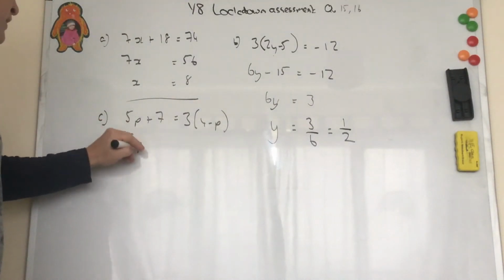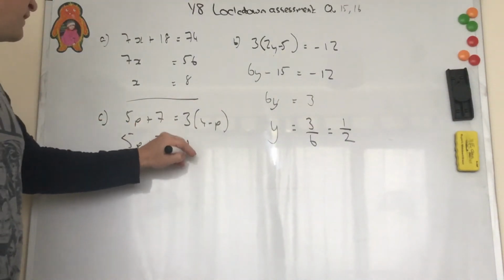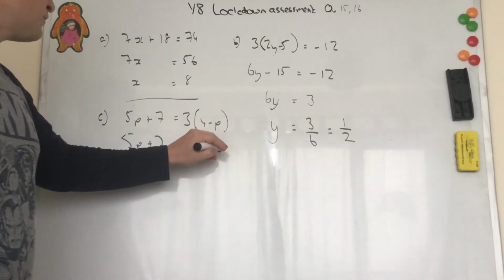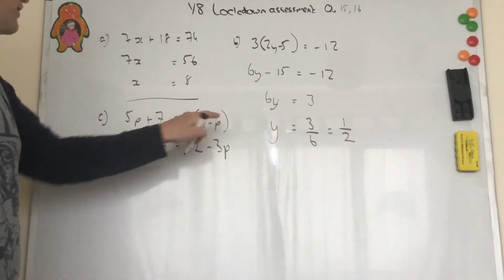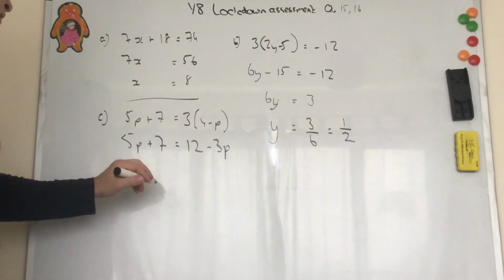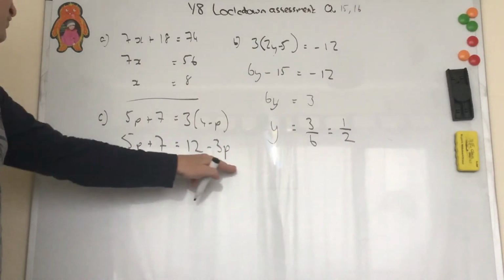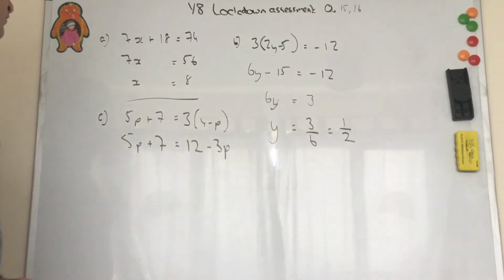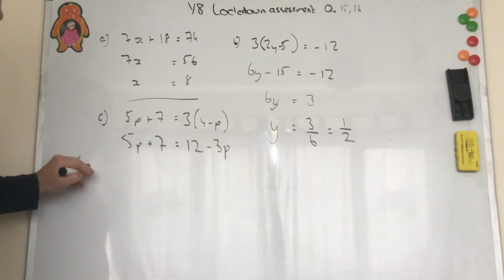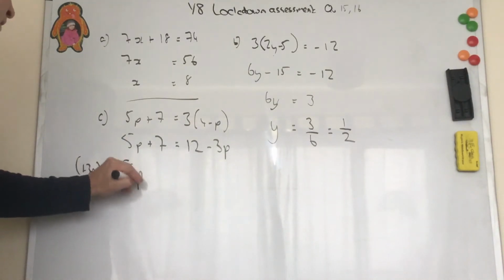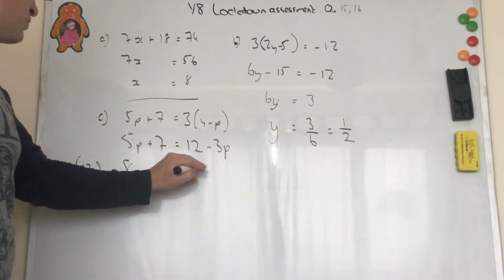Start by expanding the brackets. 5p plus 7 equals 12 minus 3p. 3 times 4 and 3 times minus p. Okay. Get rid of the p's from this side. So the opposite of minus 3p is plus 3p. So we get 8p plus 7 equals 12.